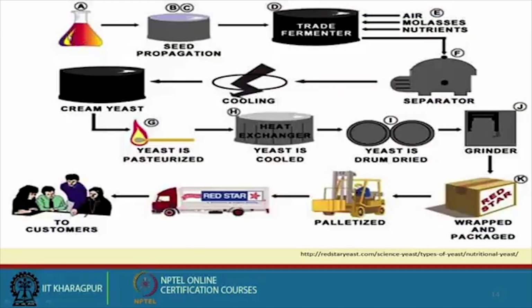This is the process flow diagram, I can explain. This is the conical flask where the cells grow. Then cells propagate in the inoculum vessel. Then it comes to the production fermenter. In the production fermenter, we take molasses and nutrients. I told you, you have to take a nitrogen source, a phosphorus source, manganese oxide, and then air, because this is an aerobic process.